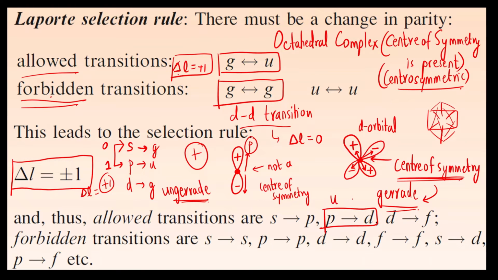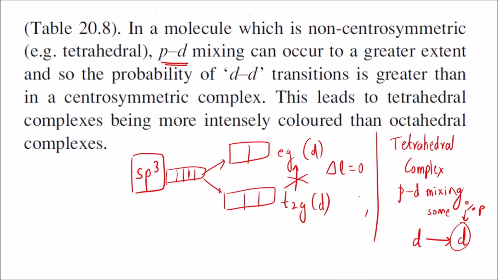P is ungerade and d is gerade. Ungerade to gerade is an allowed transition. So if the d orbital has got some character of the p, then we can say that it is a partly allowed Laporte transition. Partly allowed Laporte rule.